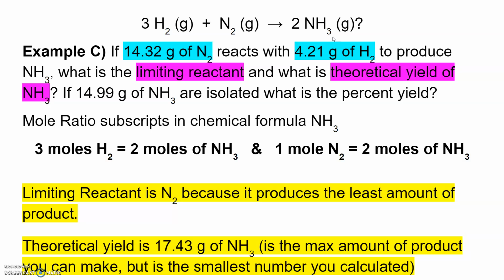That may seem a little counterintuitive because you're thinking, well, it's the maximum amount, but I'm using the smallest number. That's because you cannot make more product than what you have. The N2 is your limiting reactant. It's the thing that's going to run out first. So once that runs out, you can't make any more NH3. And so the maximum amount you can make is determined by your limiting reactant. And therefore, the theoretical yield is that smallest number that you calculated.